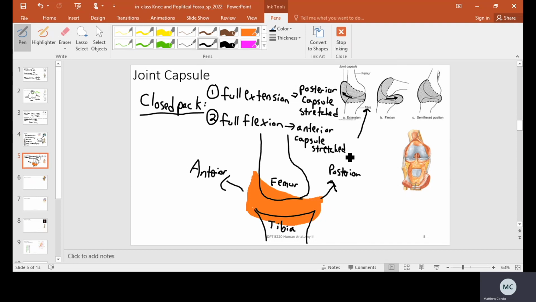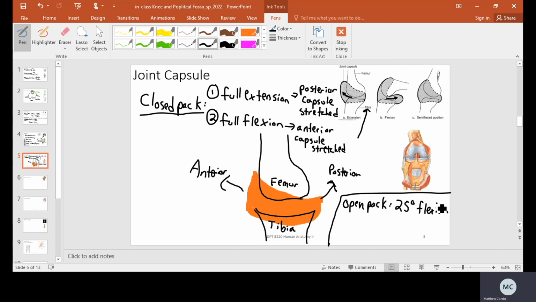So if I'm in full extension, posterior capsule is going to be stretched. If I'm in full flexion, anterior capsule is going to be stretched. The sweet spot, the open packed position, and I'm going to write this down here in the corner. It's going to be about 25 degrees of flexion. And at about 25 degrees of flexion, the anterior capsule is on some slack and the posterior capsule is on some slack.